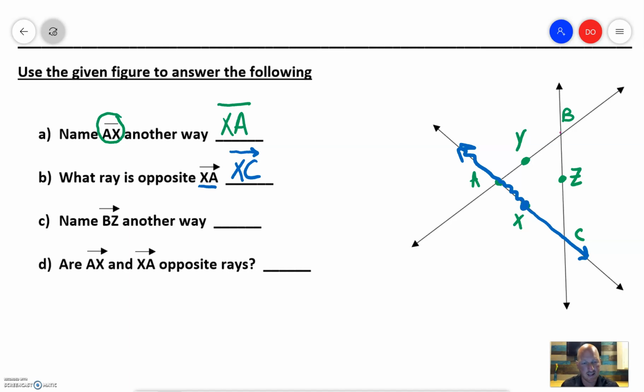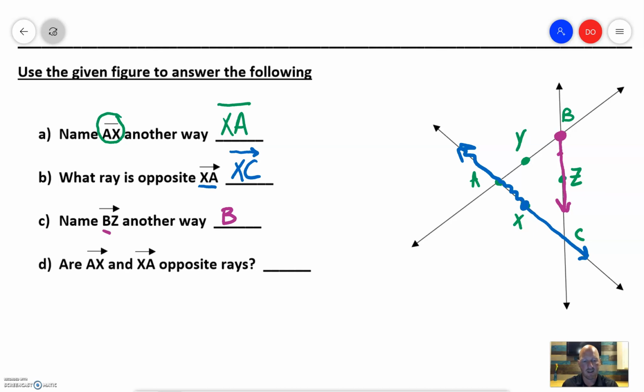So if I highlight that, I'm going to start at B. Remember, the endpoint is always the first letter listed in the name of the ray. I'm going to travel through Z. So really what I want to do is I want to name this ray where if I started at the same point and traveled in the same direction, I'm copying over the same ray. So if I want to name ray BZ another way, I have to start at exactly the same endpoint first. I have to start at B.